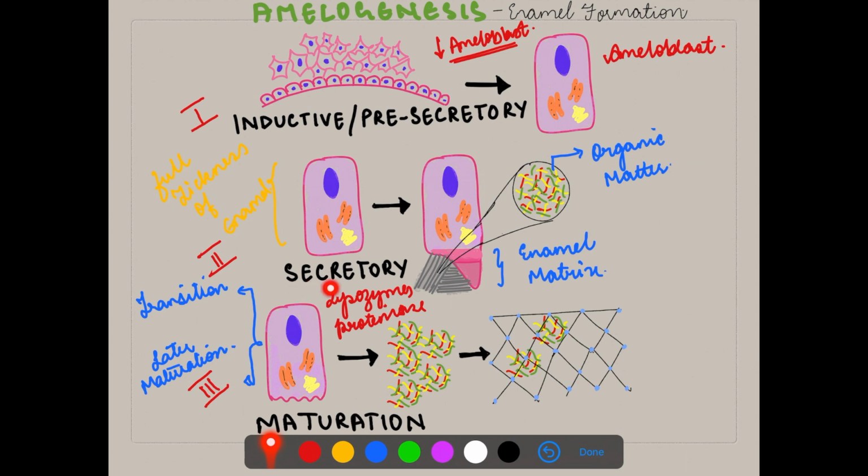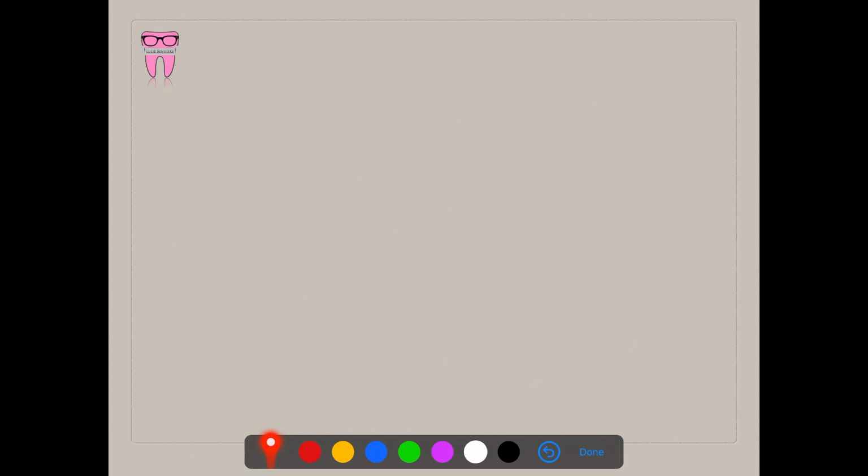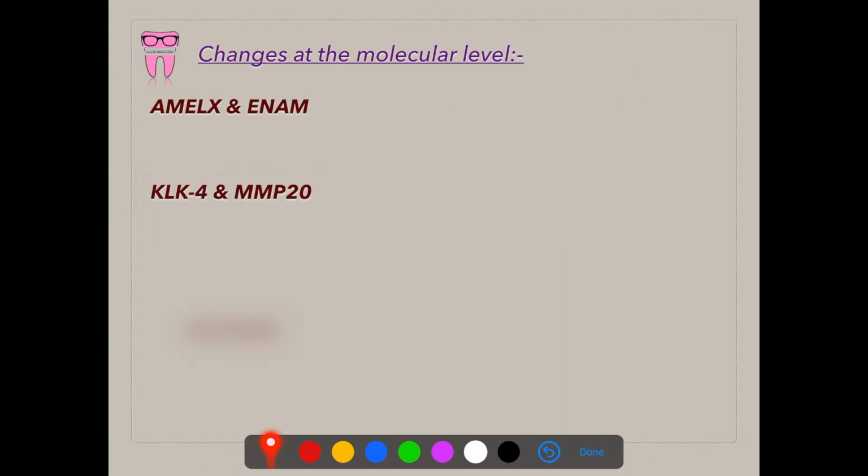Now, this secretory phase is followed by the maturation stage. Maturation stage is the stage wherein degradation of organic material takes place in order for mineralization to happen. So, now let's move forward to different types of genes which are involved in amelogenesis and mutations within which can cause amelogenesis imperfecta.